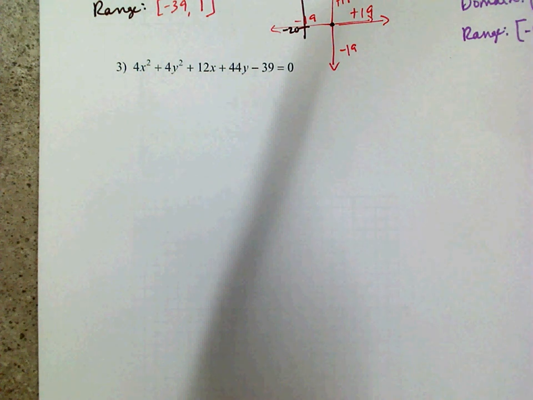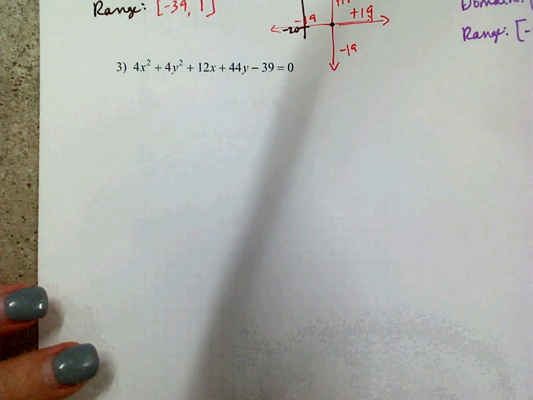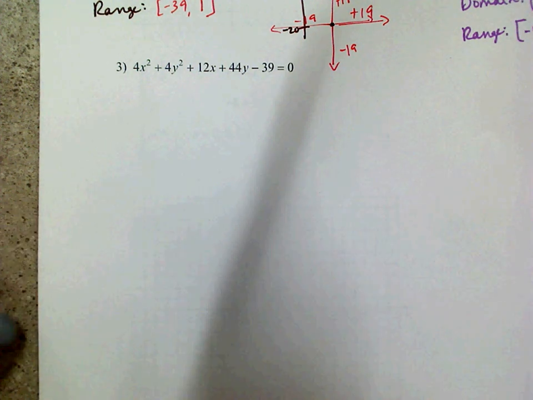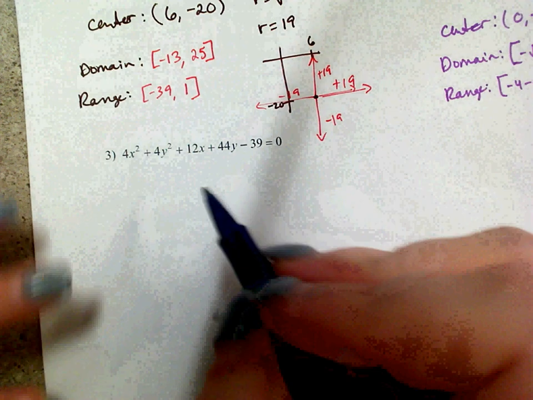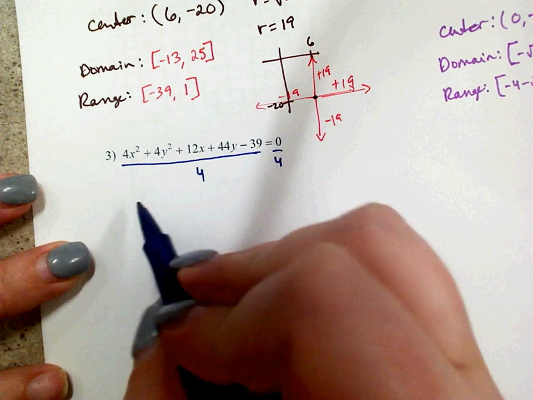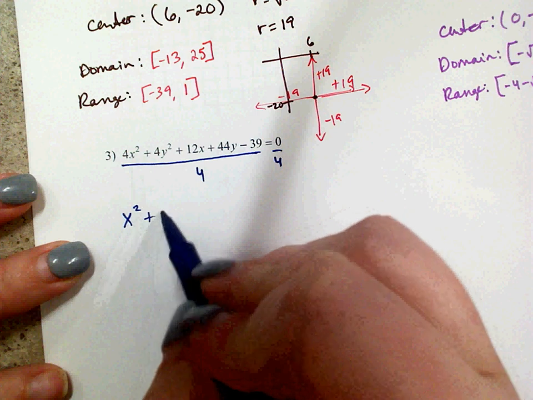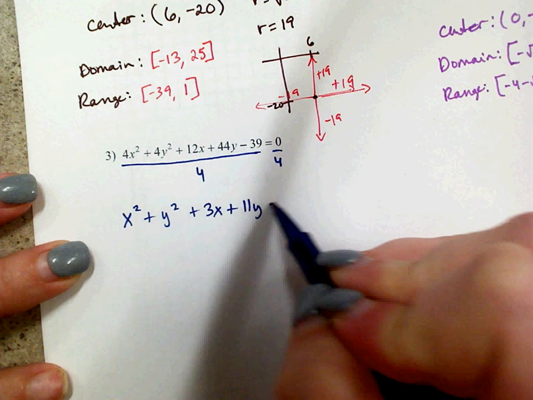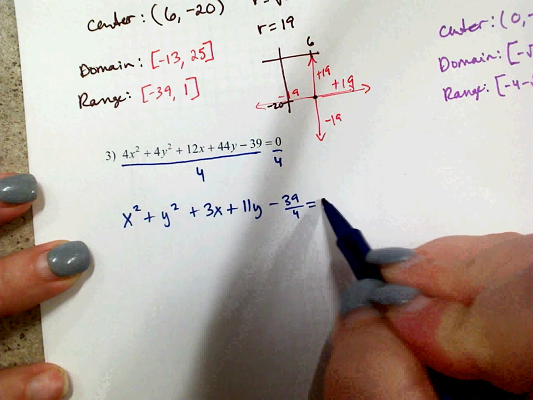Number 3 has a leading coefficient of 4, which is not desirable when we're trying to do circles. You want to get rid of that. So we're just going to divide everything on both sides of the equation by 4. Okay, so I've got x squared plus y squared plus 3x plus 11y minus 39 fourths equals 0.